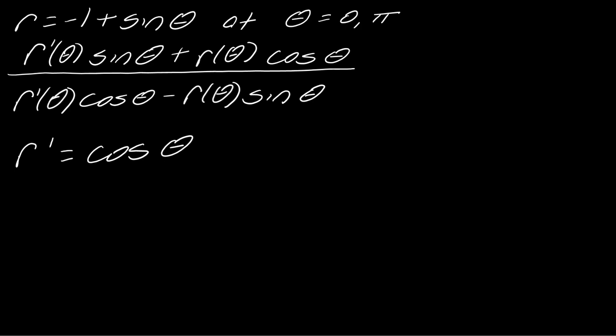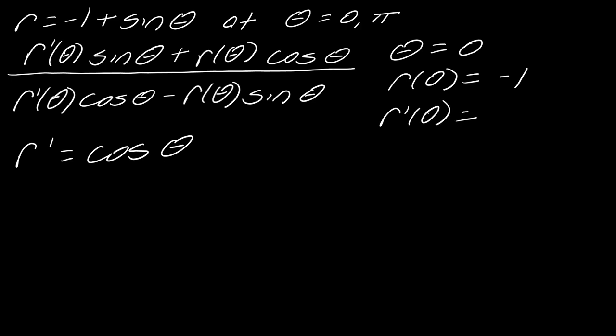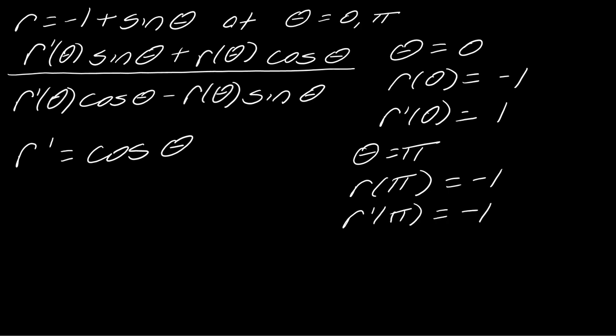Okay, so from here, now I need to know just some different values. So I'm going to write maybe all of these over here. So let's start with theta equals 0. So at theta equals 0, r of 0 will be, so if I plug in 0, I have just -1 plus sine of 0, which is 0. So r of 0 will equal -1. And r prime of 0 will equal, so cosine of 0 is 1. Okay, so there's my first one. And then if I use theta equals pi, so r of pi in this case will still equal -1, and r prime of pi will equal -1. So here's everything that I really need to plug into this.